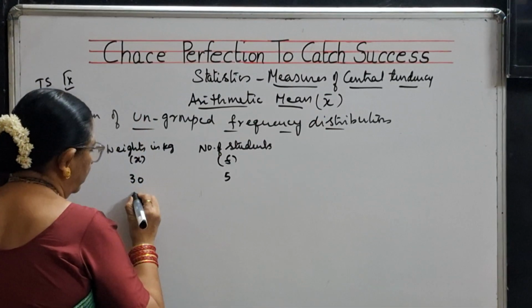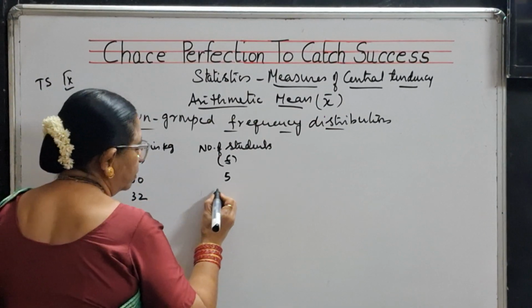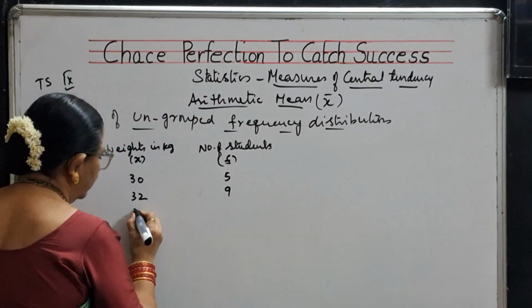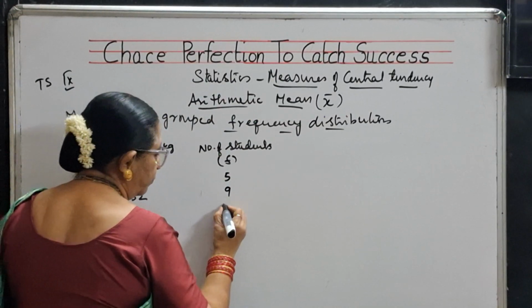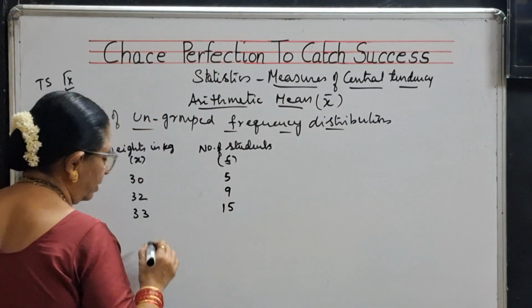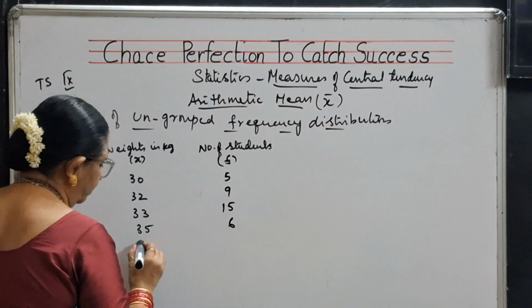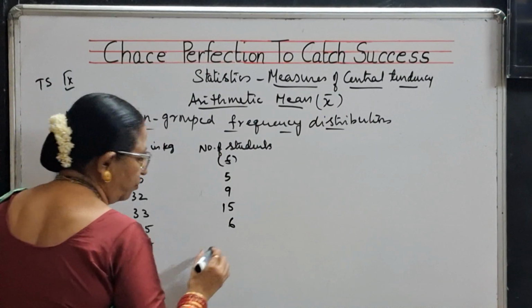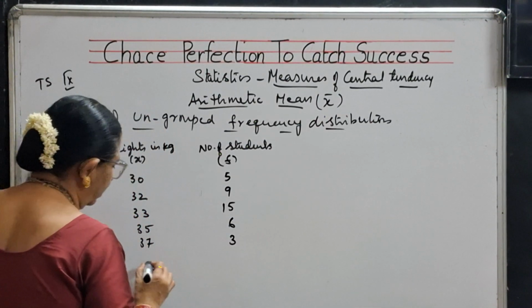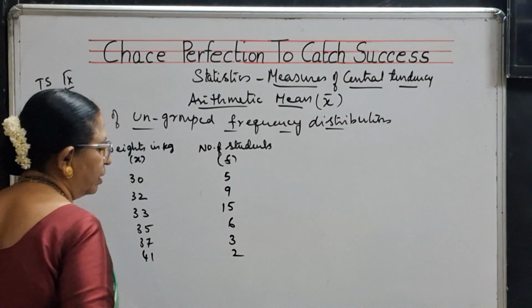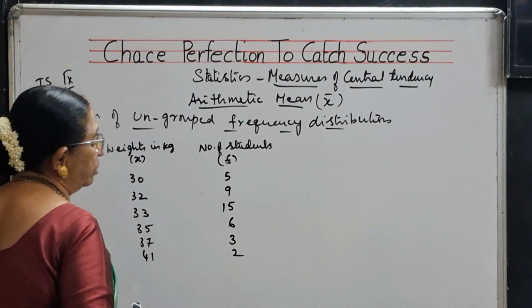30 and 5, and for 32 kgs weight 9 students are having. 33 kgs of weight 15 students are having. 35 kgs of weight 6 students are having. 37 kgs of weight 3 students are having. 41 kgs 2 students are having. Now we need to find out the mean.